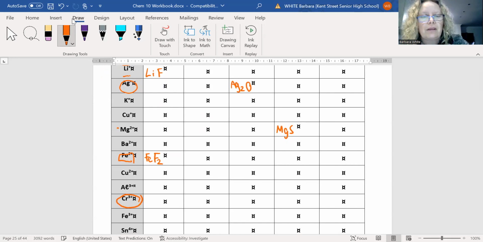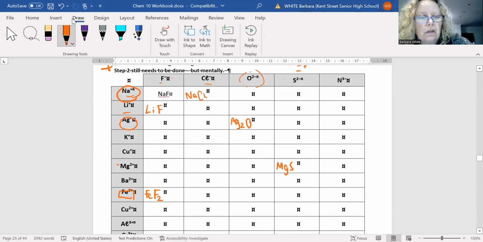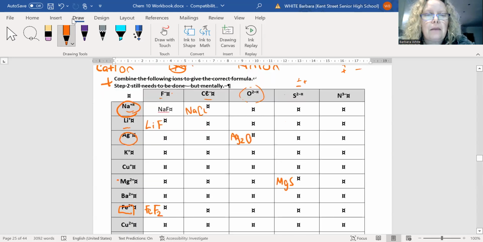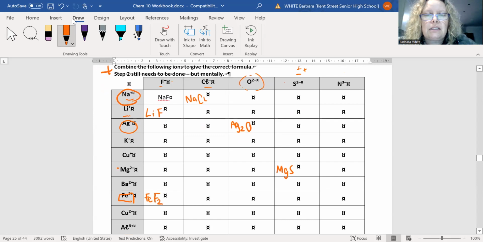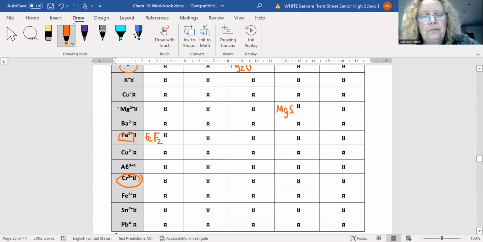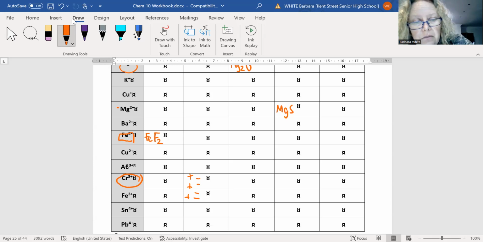So chromium's 3+. Where are we going to write that? Running out of room. And we'll put it with sulfide, which is 2 minus. So chromium is 3+. I'm going to just write it down here somewhere. And sulfide is 2 minus. You can see that they're not going to balance, right? So I need another sulfide. Oh, now I've got too many negatives. I need another chromium. You can only add, you can't take away.